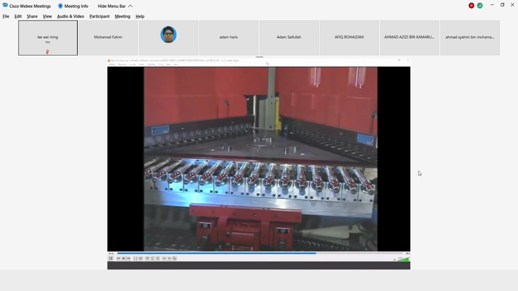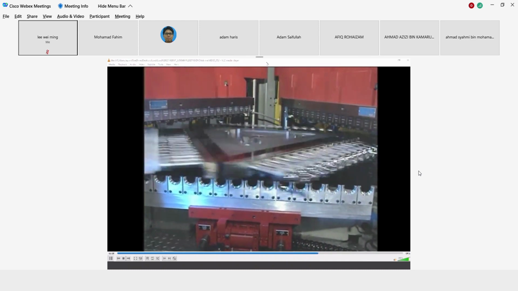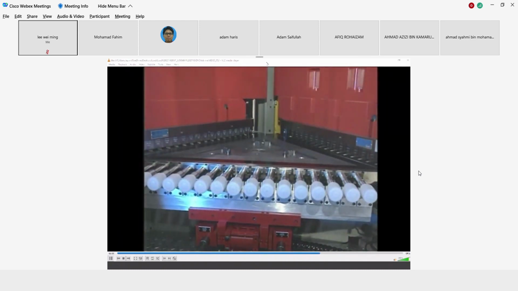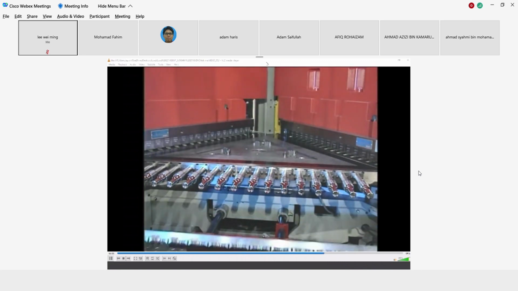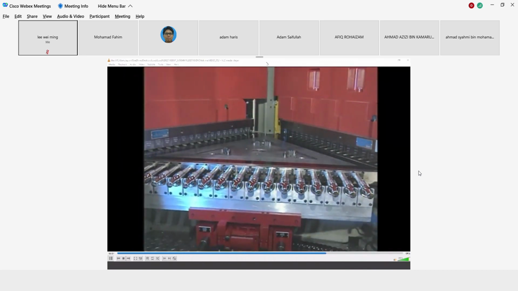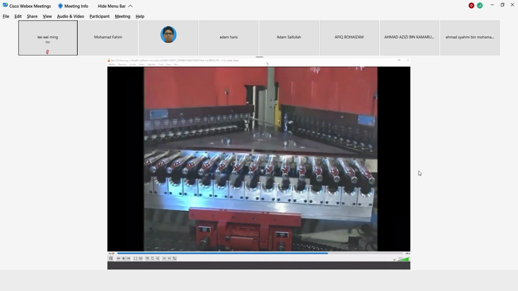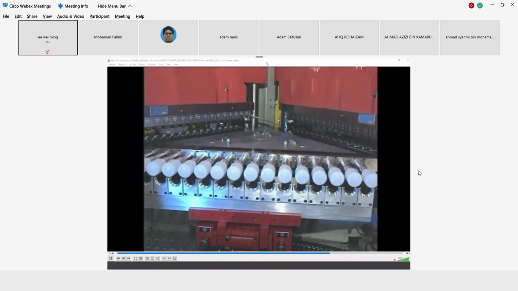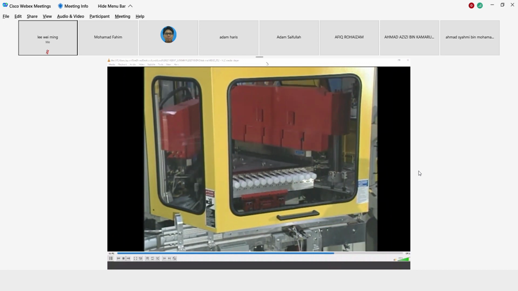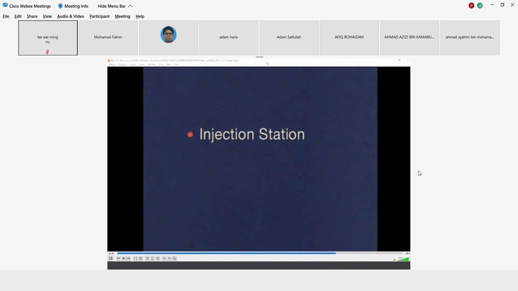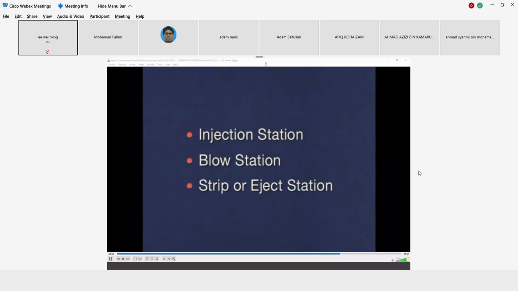Injection blow molding incorporates elements of conventional thermoplastic injection molding with blow molding and is generally more economical than extrusion blow molding for containers under a quarter liter in size and large production runs. Injection blow molding machines typically contain 3 stations: the injection station, the blow station, and the strip or eject station.